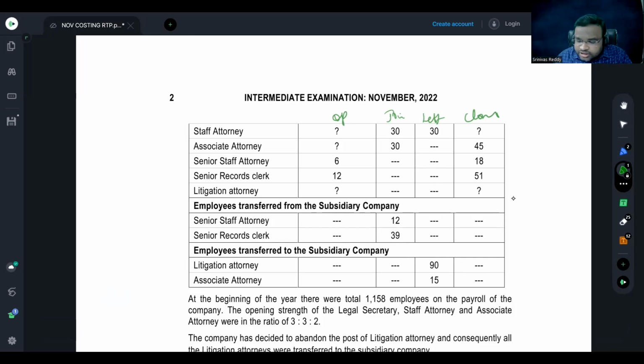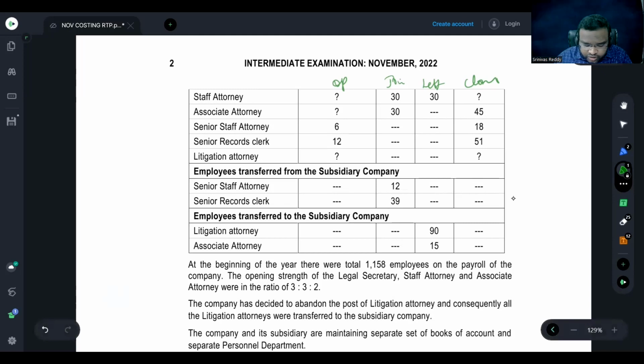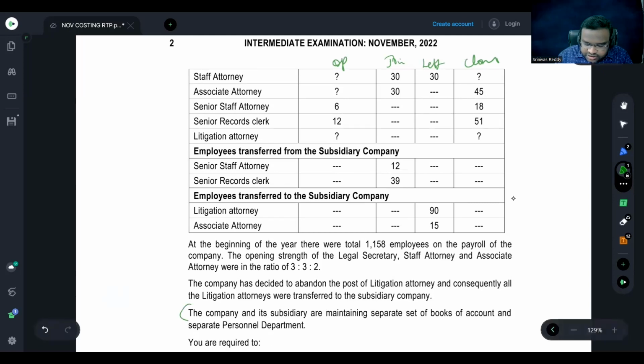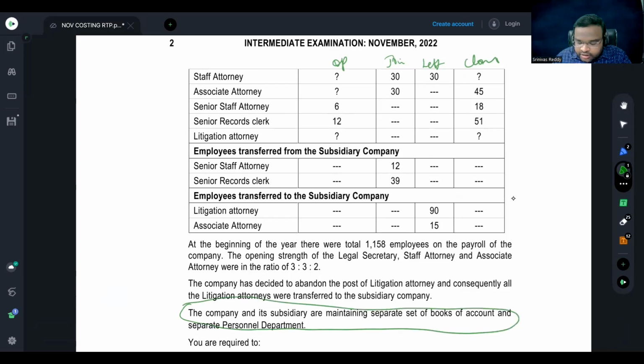Employees transferred from subsidiary company. Please understand this important point. The company and the subsidiary are maintaining separate sets of books of accounts and separate personnel departments. So when I am maintaining separate sets of books for my subsidiaries as well as for the holding company, any employee coming from a subsidiary, I will treat as a joining. Any employee I depute to my subsidiary, I will treat as a left. That is a very important point here.